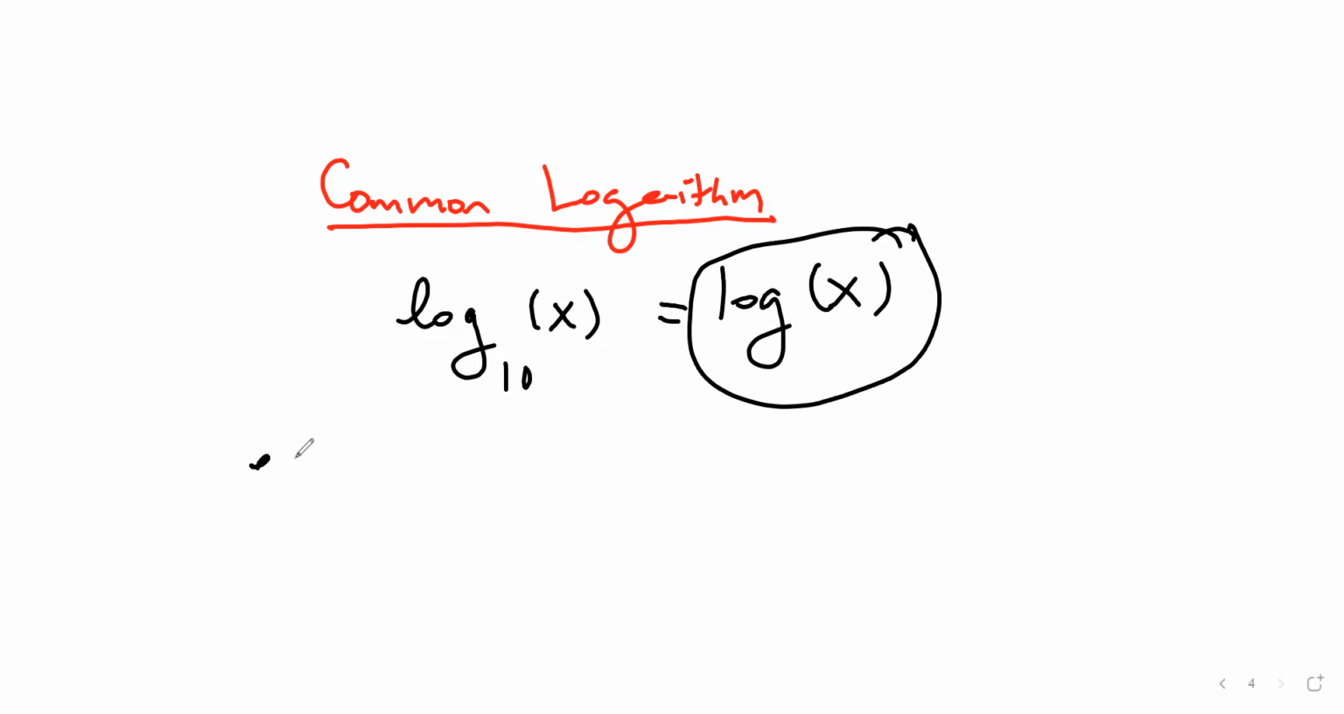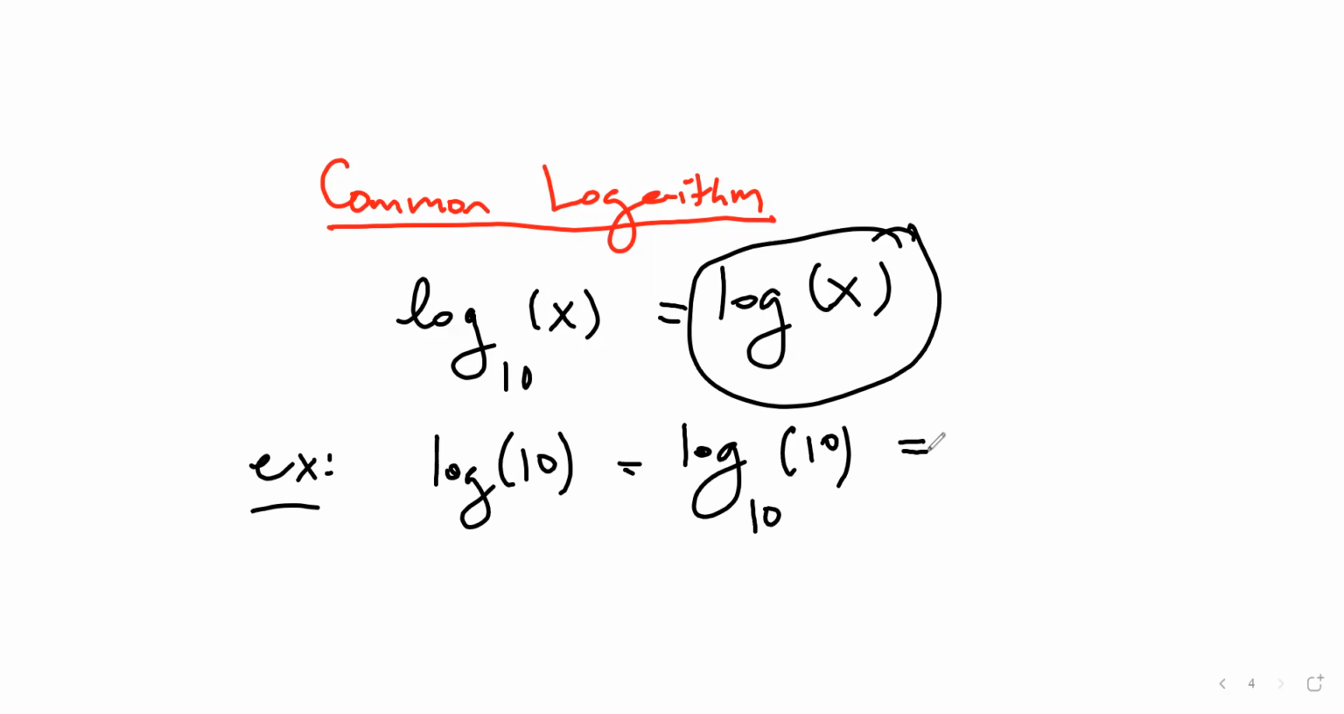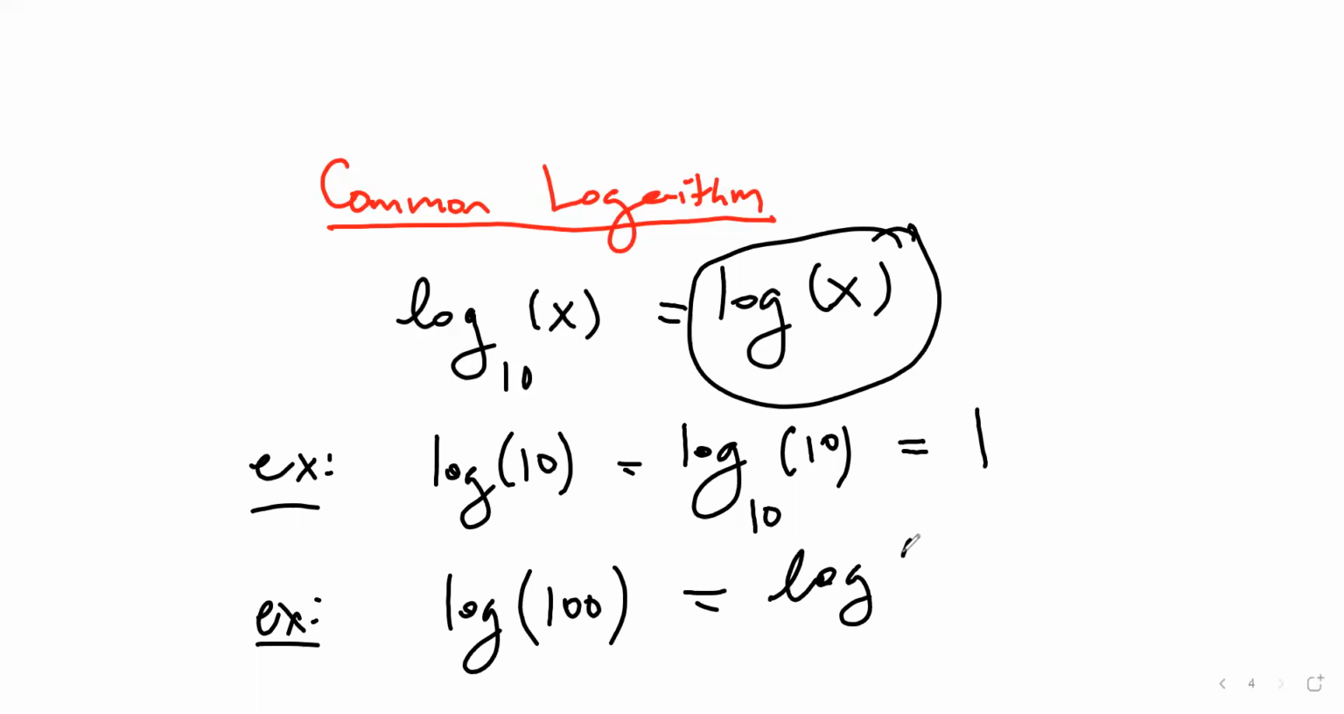For instance, as an example, what is log of 10? Well, the base is not there, so we know it's a common logarithm, so the base is 10. So this is really just the same as log base 10 of 10. And if the base and input are the same number, you'll just get 1 as an answer. Another example, log of, let's say, 100. I will just write 100 as 10 to the power 2. And I know that the base is 10, so these two are the same, so the answer will be 2.